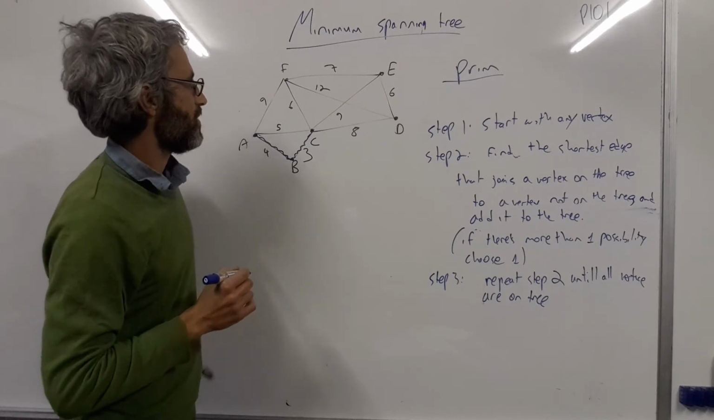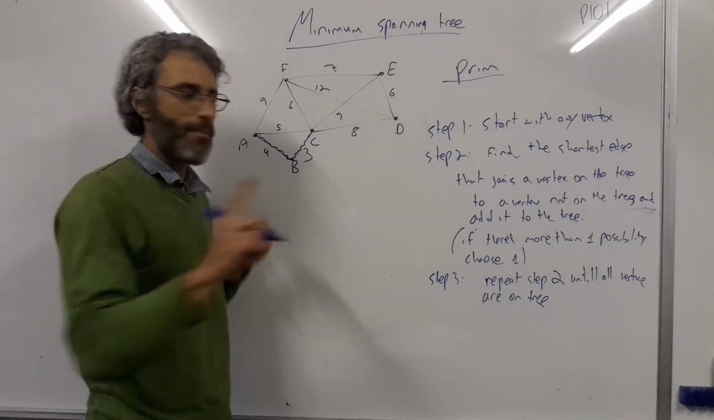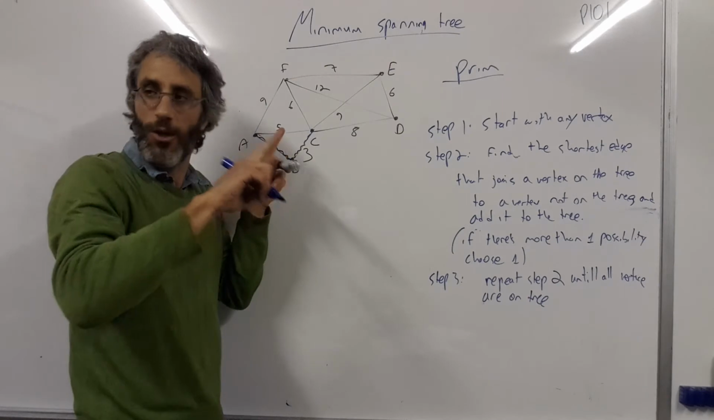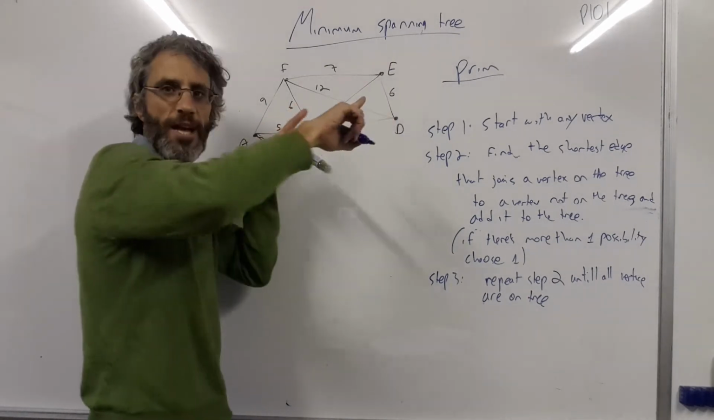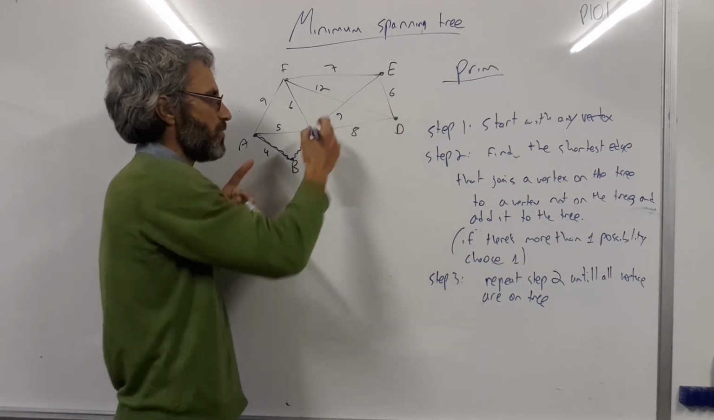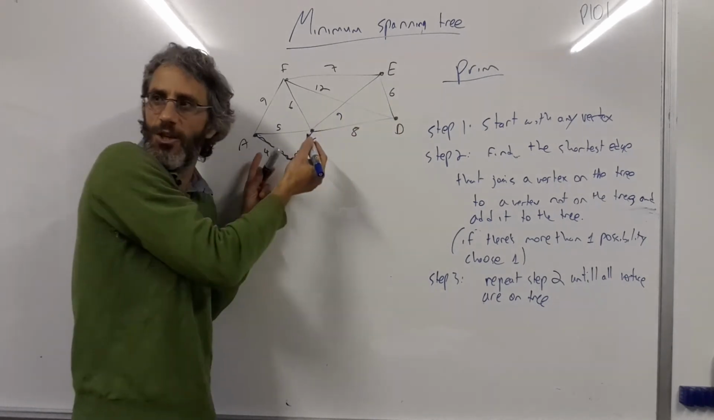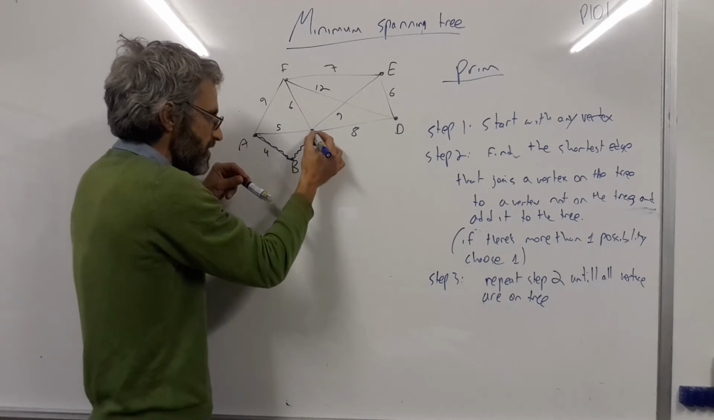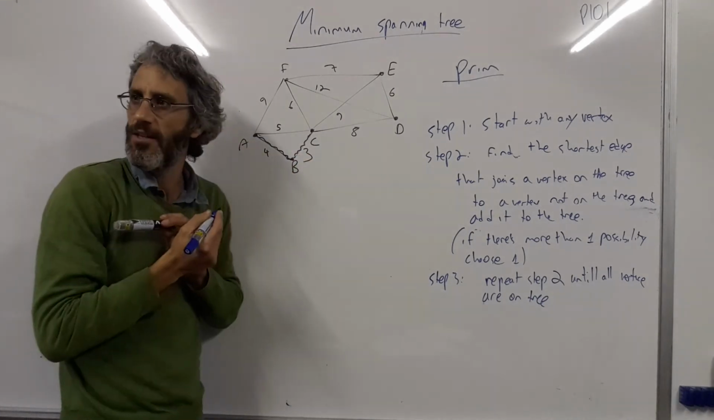The 6. But you remember last time I had 2 6s. In fact, according to Kruskal, you could choose anyone. But here, our algorithm will not allow us this 6 because it's not connected. I need to either go from C, or from B, or from A. Do you understand what I'm saying?